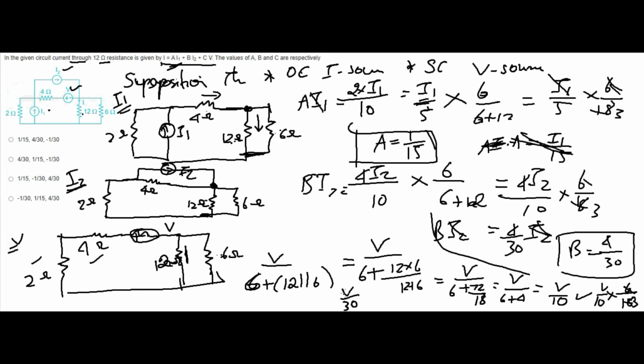So C V is equal to V by 30. The V's cancel, so C is equal to 1 divided by 30, but we have to consider that it is going in the opposite direction. So there will be a minus we have to take. Don't forget this one. As usual, the second option is the answer. A is 1 by 15, B is 4 by 30, C is minus 1 by 30.